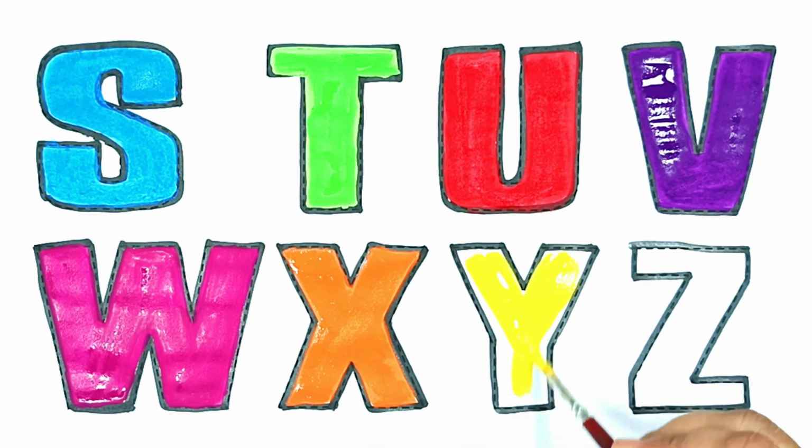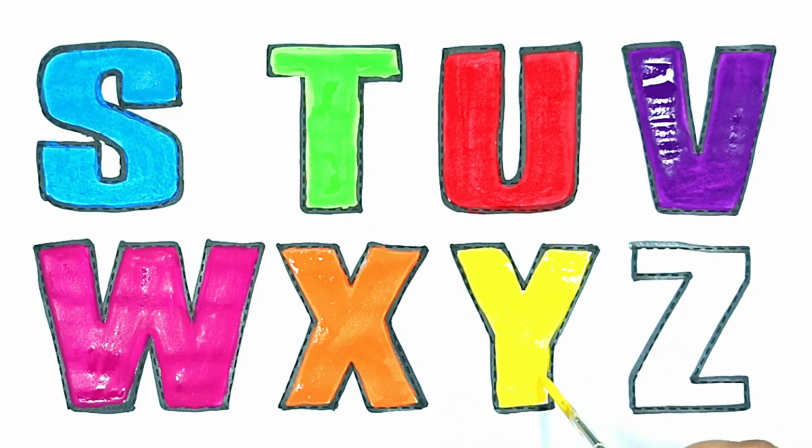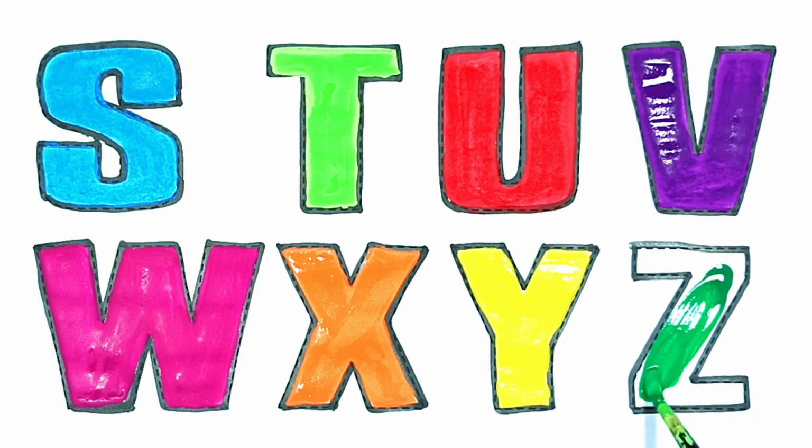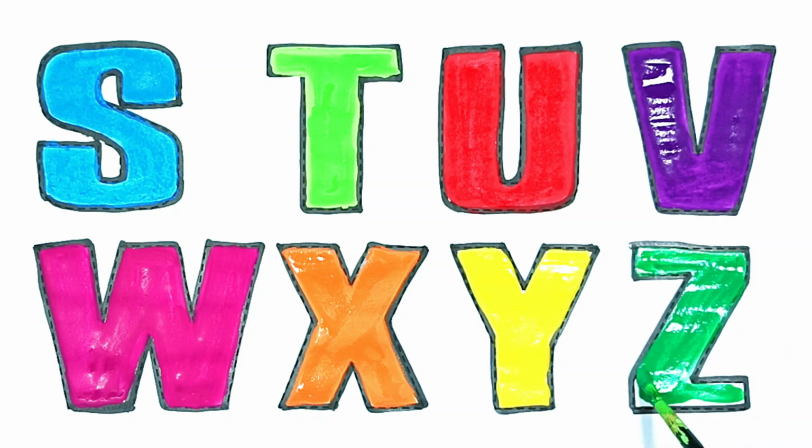Y for yo-yo. Y for yacht. Y is for you, now you know how it goes. Z for zebra. Z for zebra. Z is for zipper, open and closed.